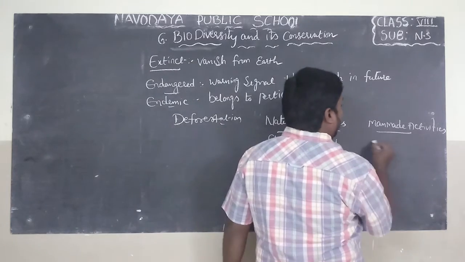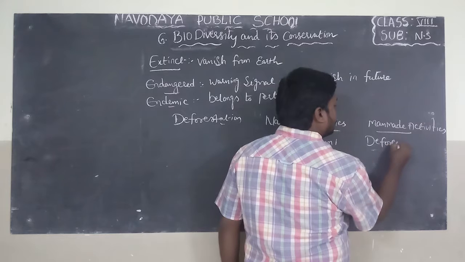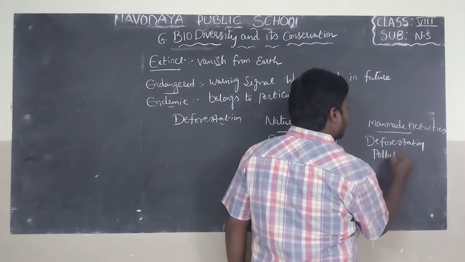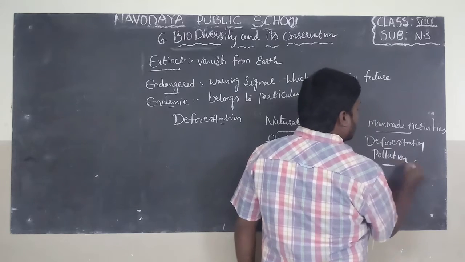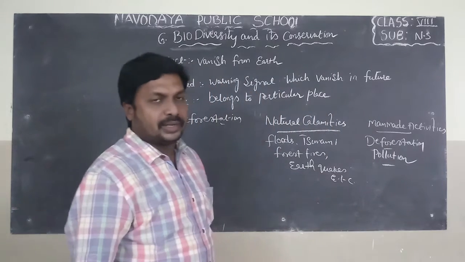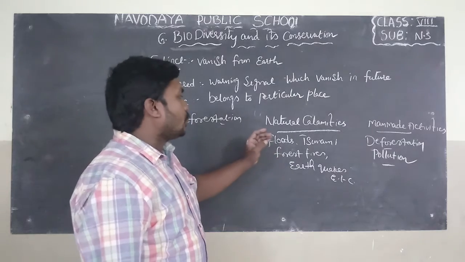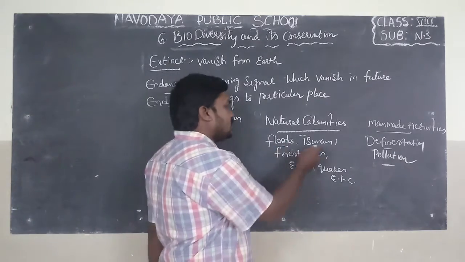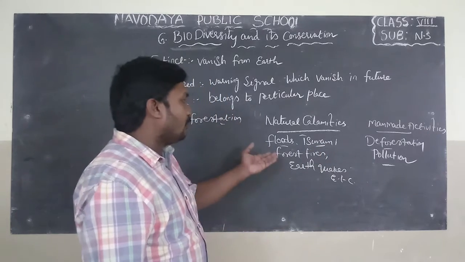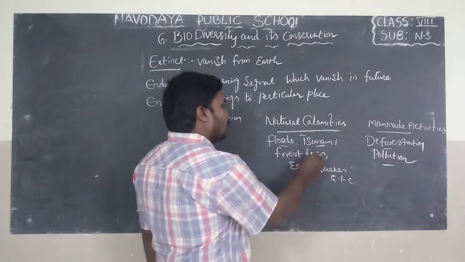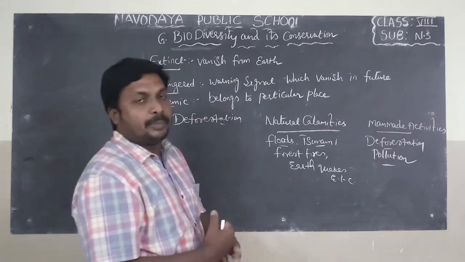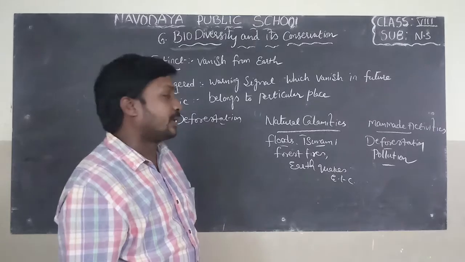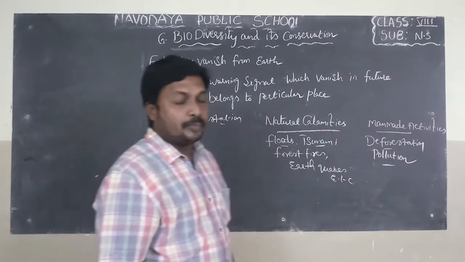Man-made activities like deforestation, pollution. So these are the man-made activities. Do you know, we cannot control natural calamities to protect our nature. We cannot control floods, tsunami, forest fires, or earthquakes. But we can control man-made activities. That means deforestation we can control, pollution we can control.